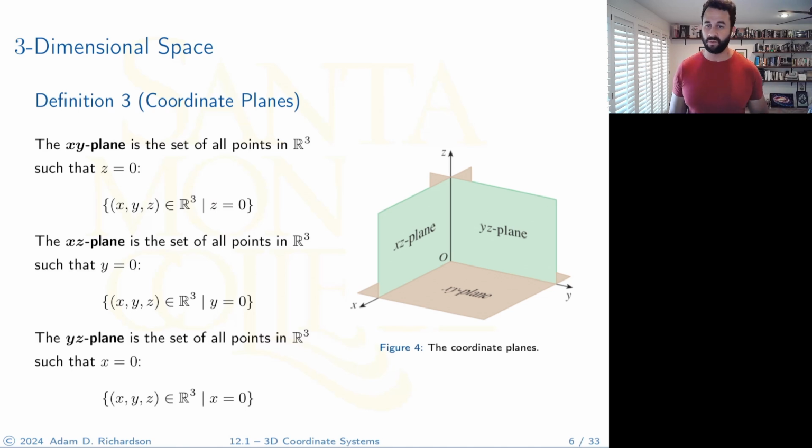This is the plane that you've been working in for all of your previous math classes, presumably. What is the xy plane? It's the set of all points in R3 where the z coordinate is equal to 0. And it's right here in the picture. It's the floor. You can think of it as the floor. The xy plane is the floor, and then you have two walls, the xz plane and the yz plane.